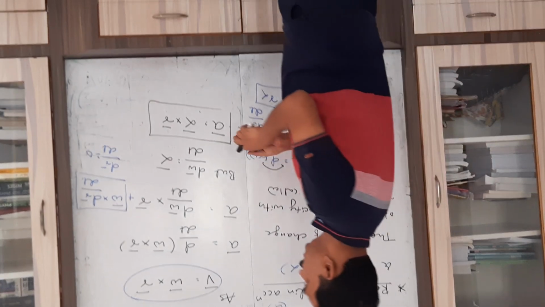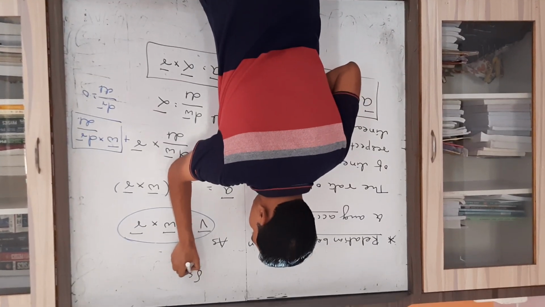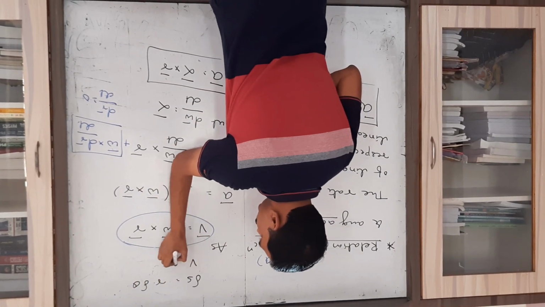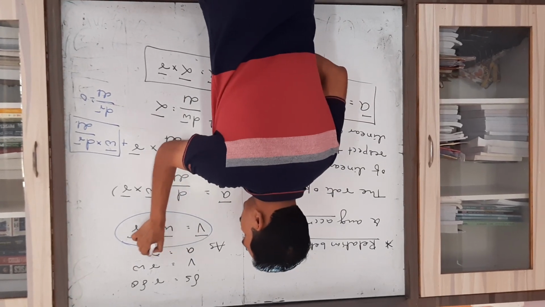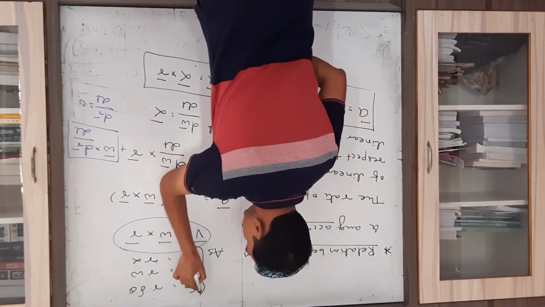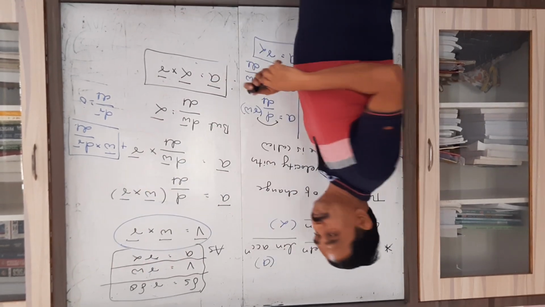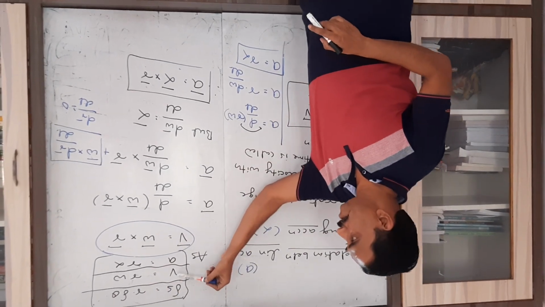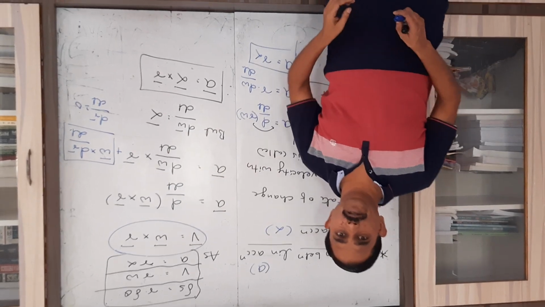So today we found three relations: delta s equal to r into delta theta, v equal to r omega, and a equal to r alpha. These are the relations between linear displacement and angular displacement, linear velocity and angular velocity, and linear acceleration and angular acceleration.